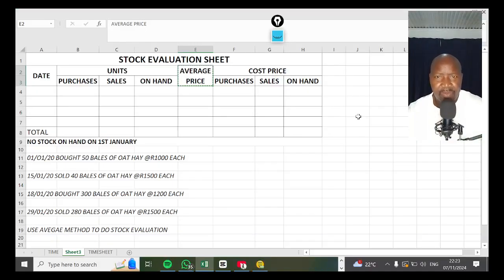Hello guys, welcome again. Today I'm going to do a stock evaluation sheet or a stock control card. Remember, in businesses they use stock control for every stock item unit. This is also used to reconcile how many stock units are there in the business, how many quantities are left in a business, and what is the value of those units that are left in a business.